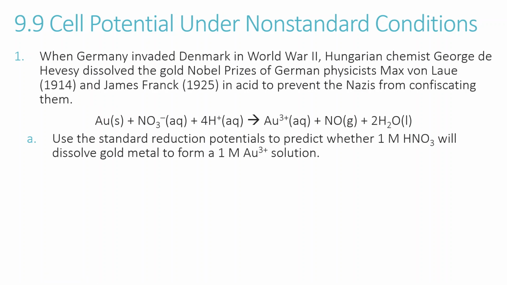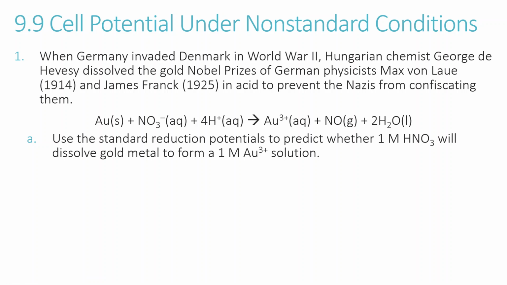So when Germany invaded Denmark in World War II, Hungarian chemist George de Hevesy dissolved the gold Nobel Prizes of German physicists Max von Laue and James Franck. He dissolved them in acid to try to prevent the Nazis from confiscating them. The idea is that if he could dissolve those gold medals, they would sit in solution on a shelf somewhere, and when the Nazis came to check for valuables, they wouldn't find anything.